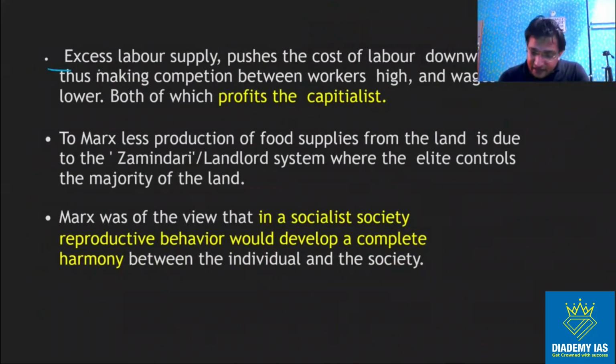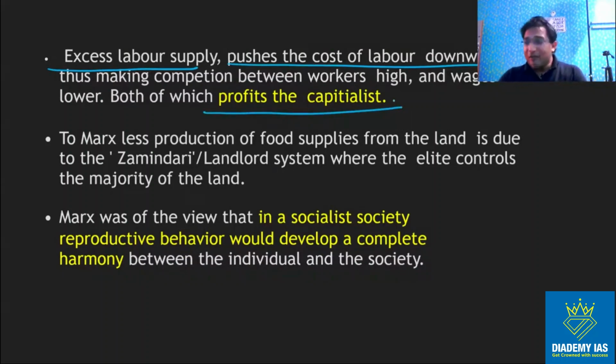Excess labor supply leads to low cost of labor, resulting in more profit to the capitalist. So Marx said that extra working class population means more profit to the capitalist.